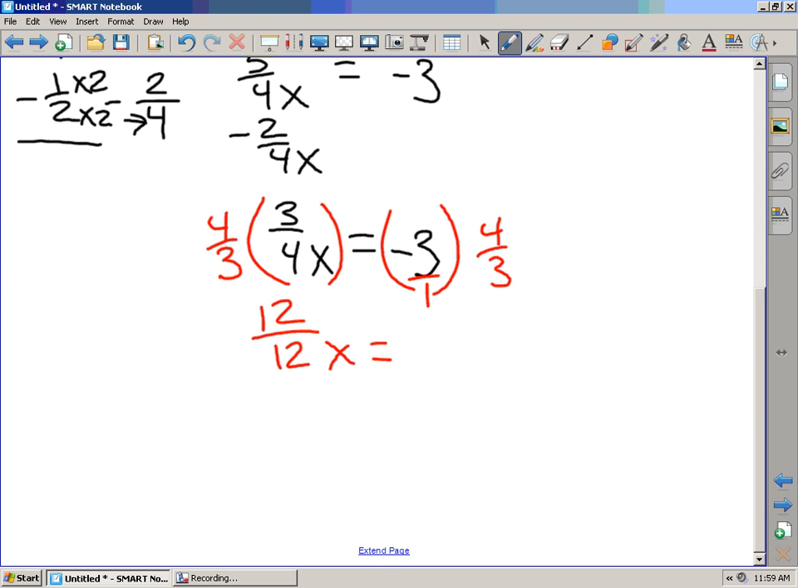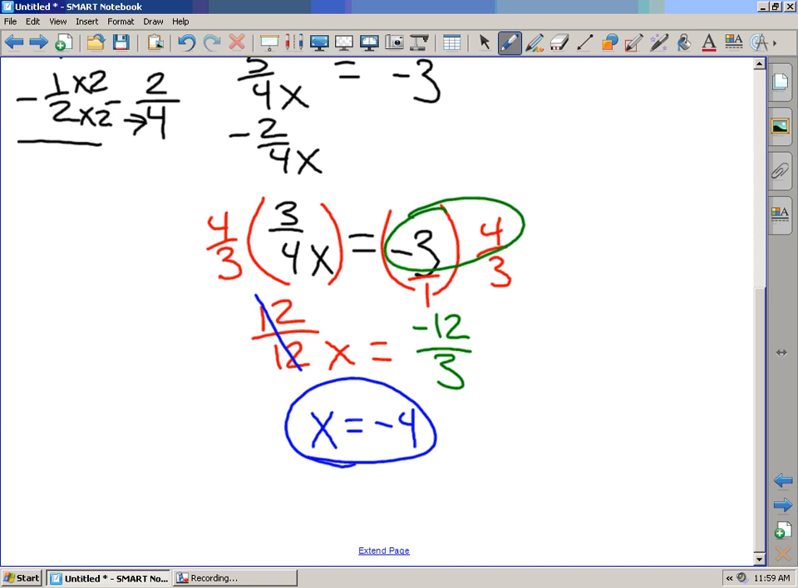I wrote negative 3 as a fraction since we're multiplying negative 3 by a fraction. Negative 3 times 4 gives you negative 12. 1 times 3 gives you 3. On the left side, 12 divided by 12 equals 1, so we're left with 1x. On the right side, negative 12 divided by 3 is negative 4, so x equals negative 4. And that was problem number 5. So we're finished with station 1.